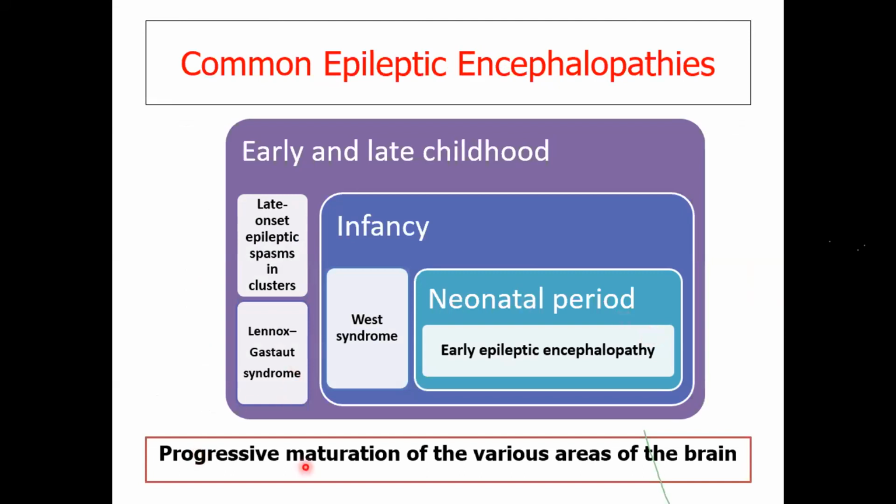Due to the progressive maturation of the various areas of the brain, the EEG patterns as well as the clinical manifestations and the prognosis are different. In the neonatal age group, we have early epileptic encephalopathies. Then in infancy, we have West syndrome, and later we have LGS, Lennox-Gastaut syndrome. These are the ones with the bleakest prognosis, though there are many other epileptic encephalopathies which I'll cover.